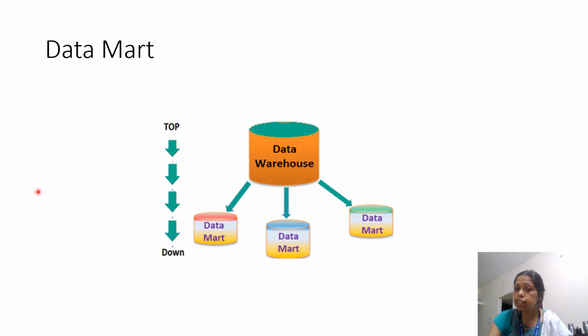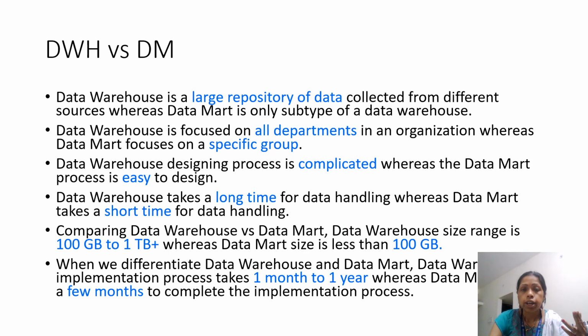So the data lake is a different thing and the data warehouse is a different thing. Under the data warehouse there is a sub part which is known as the data mart, right? So what are the main differences between the data mart and the data warehouse? The data warehouse is the large repository system, and the data mart is a specific subgroup of the data warehouse. All departmental data can be stored in the data warehouse, and the individual departmental data can be stored inside the data mart.